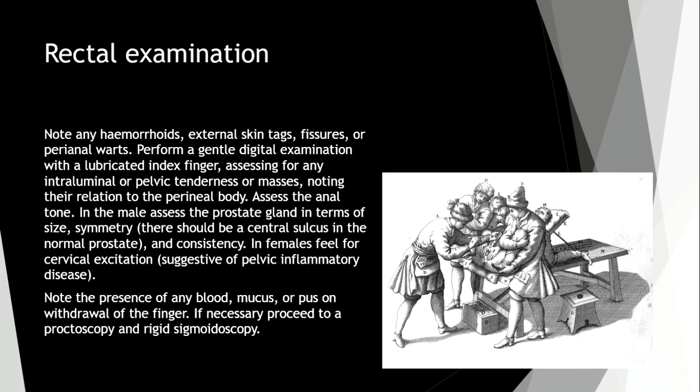In the male, assess the prostate gland in terms of size, symmetry, and consistency. There should be a central sulcus in the normal prostate. In females, feel for cervical excitation suggestive of pelvic inflammatory disease. Note the presence of any blood, mucus, or pus on withdrawal of the finger. If necessary, proceed to a proctoscopy and rigid sigmoidoscopy.